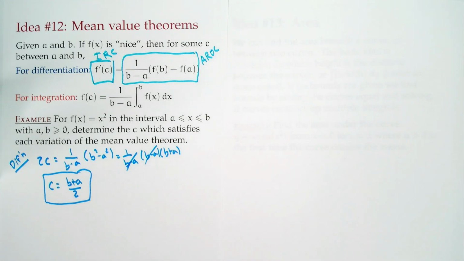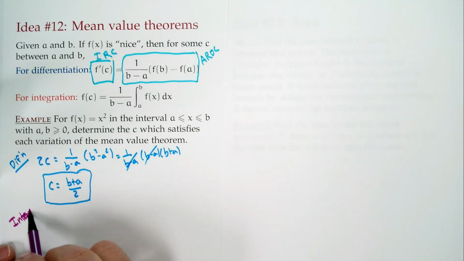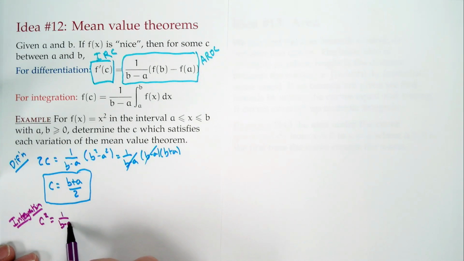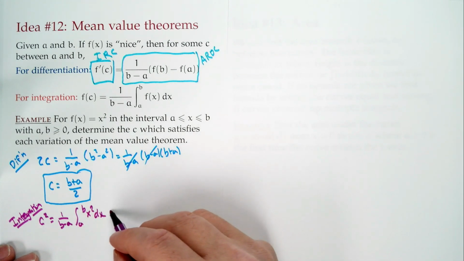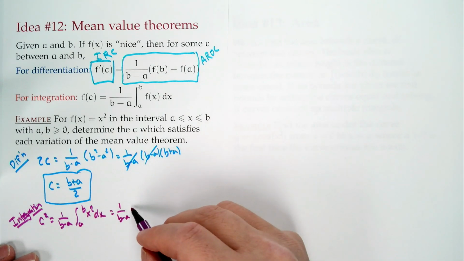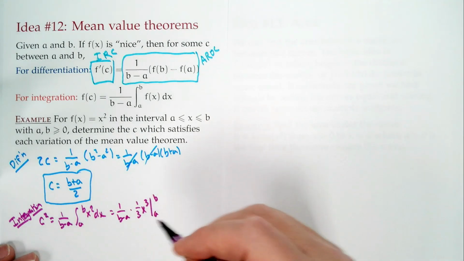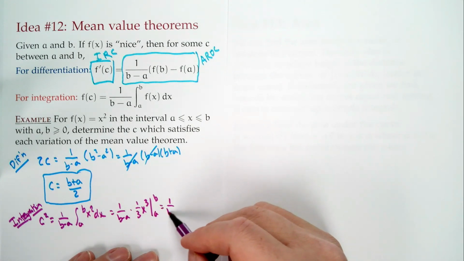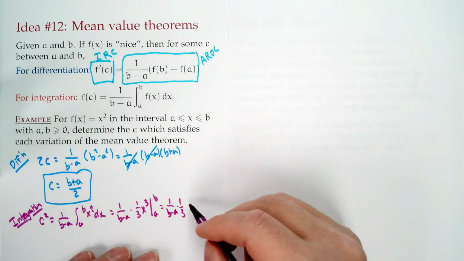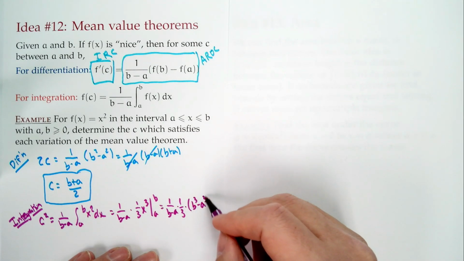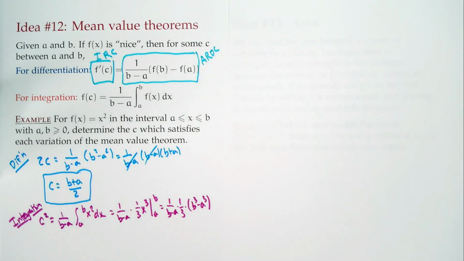Now, integration, will we get the same c? Well, let's find out. So for integration, which I don't know if there's a good way to abbreviate that, well, what do we get? f of c, so that's c squared, is 1 over b minus a, integral from a to b of x squared dx. The integral of x squared, we know how to do that. That's 1/3 x cubed, evaluated from a to b. So that's 1 over b minus a times 1/3 times b cubed minus a cubed, because I plug in x equals b, I subtract x equals a.